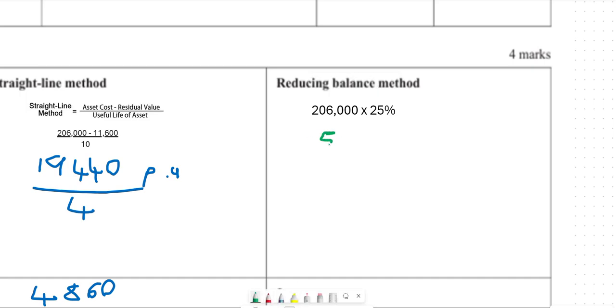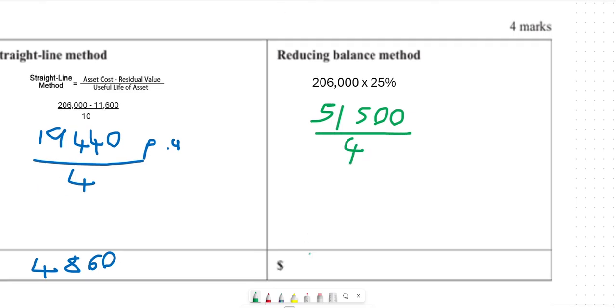That's 51.5k per year. Again, we need to factor in that we're only claiming a quarter of the year from 1st of April to 30th of June. So then again, we need to divide that by 4. And we end up with 12,875, much higher figure because we're doing this in the earliest part of the useful life of the asset.